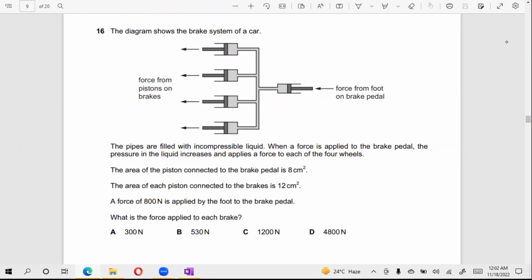So what's happening here is that the diagram shows us the brake system of a car.